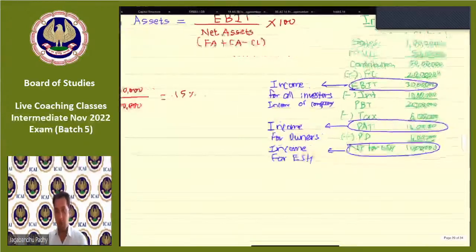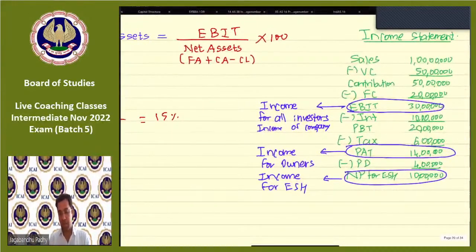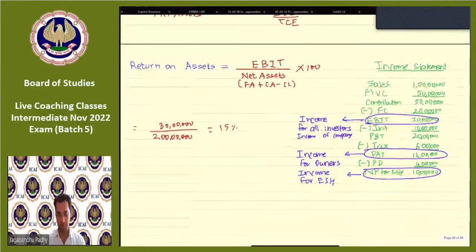Now, we also saw the income statement in which we stated that EBIT is an income for all investors, PAT is an income for owners, and net profit for equity shareholders is the income for equity shareholders.